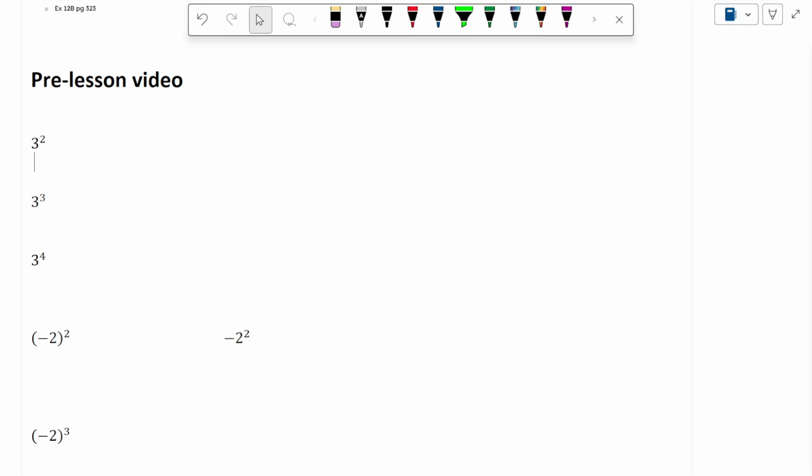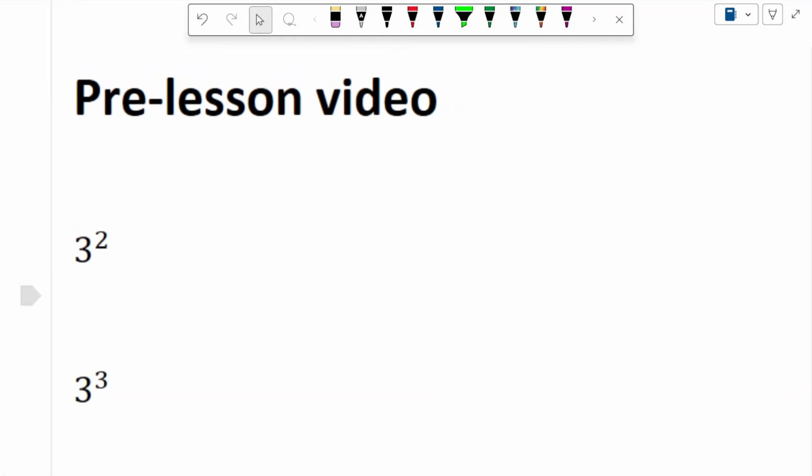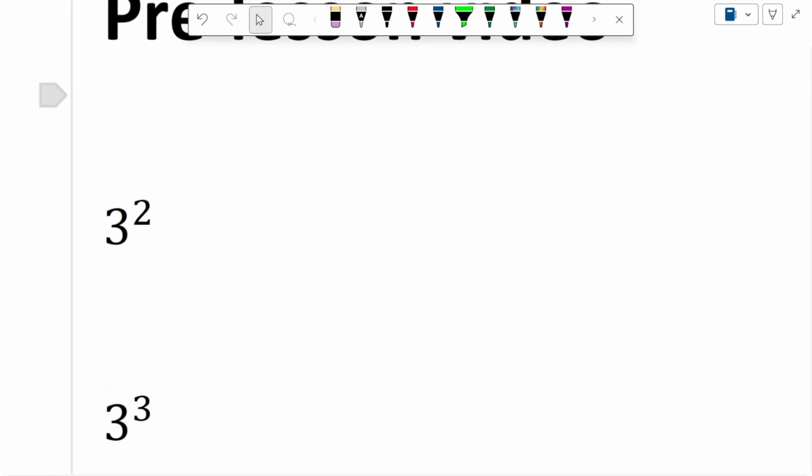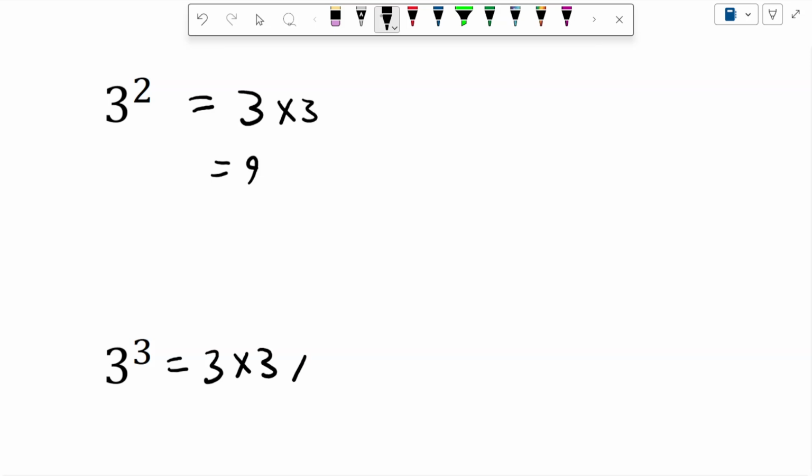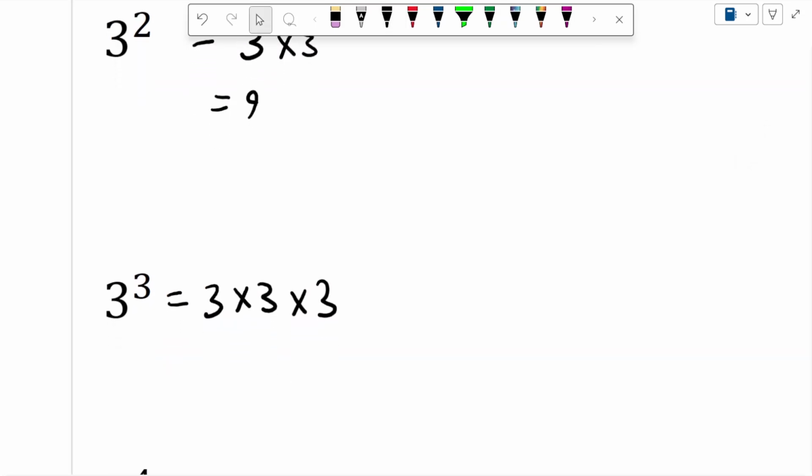We're looking at indices in this video. In other words, that's exponentials or powers. So something like 3 squared would just mean 3 times itself, which gives you 9. 3 cubed is a similar process. It's just 3 times instead of 2 times. So it's 3 times 3 times 3. There's now 3 of them. And that would be 27 if you work it out.